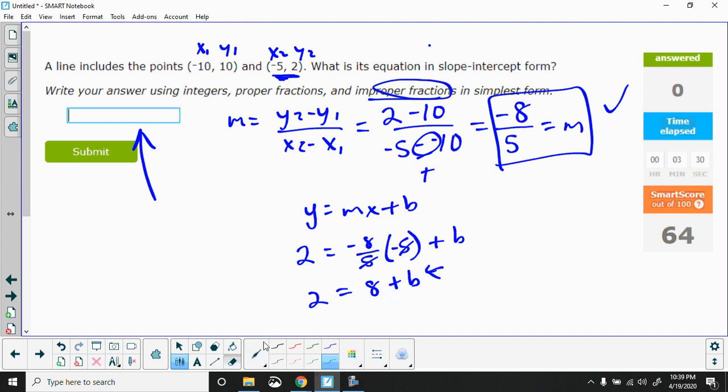So, negative 8. Those cancel. 2 minus 8 is negative 6. That's a 6 and that's a b. I know they look alike. So, that's our y-intercept. We got our slope. Put it all together. Slope, negative 8 over 5. X minus 6. Hit submit.